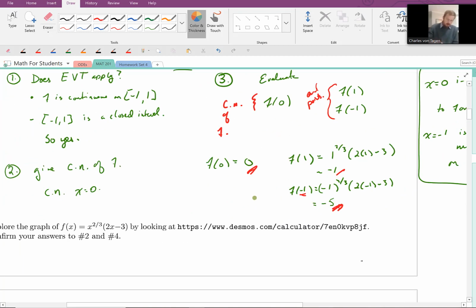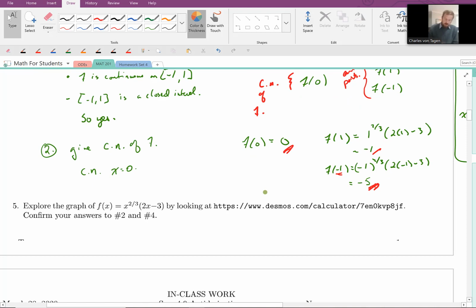Okay. So folks, make sure you do number 5, where you explore the Desmos demonstration to confirm your answers to these questions, and we'll pick up later.